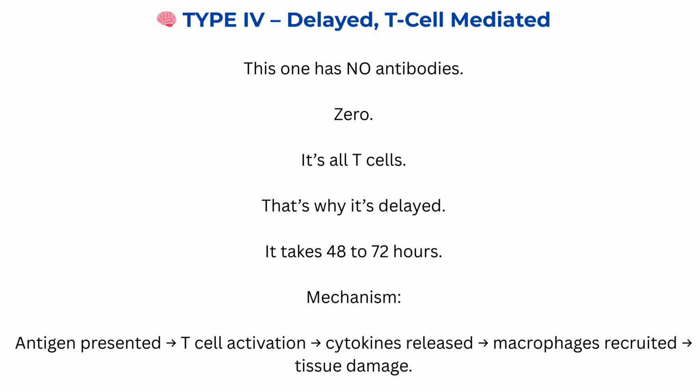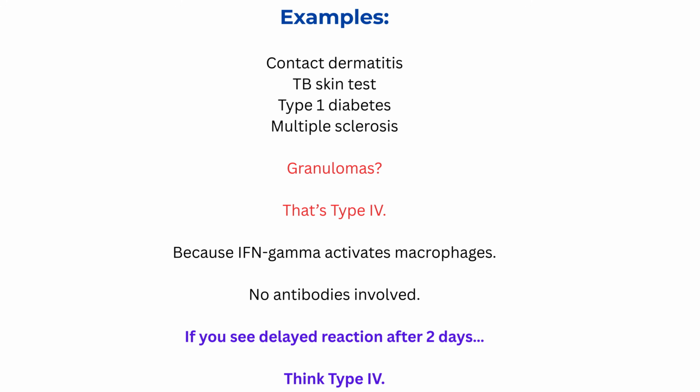Mechanism: antigen presented to T cell, activation, cytokines released, macrophages recruited, tissue damage. Examples: contact dermatitis, TB skin test, type 1 diabetes, multiple sclerosis, granulomas. That's type 4, because IFN gamma activates macrophages. No antibodies involved. If you see delayed reaction after 2 days, think type 4.